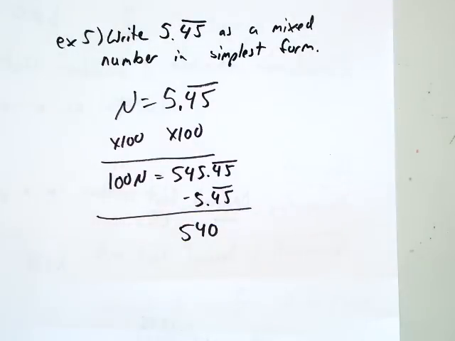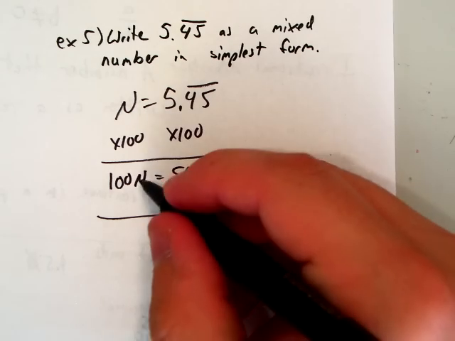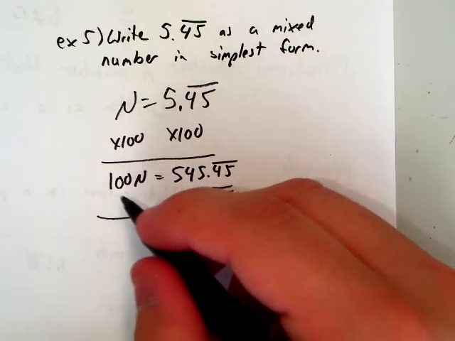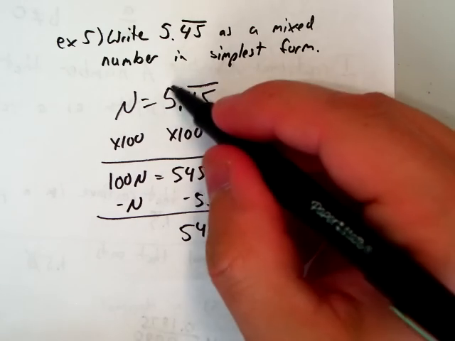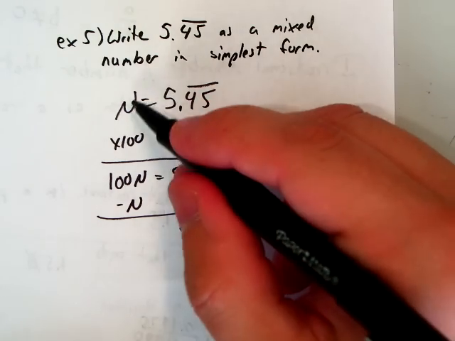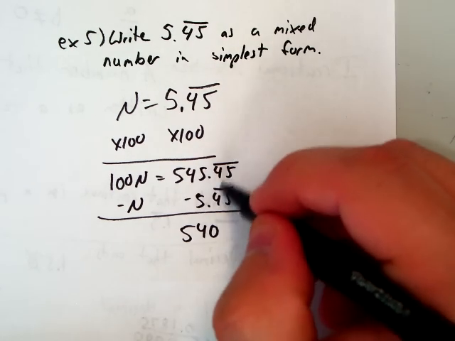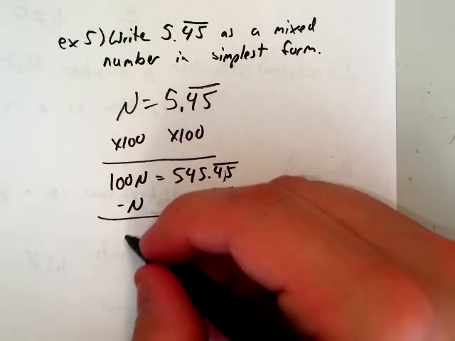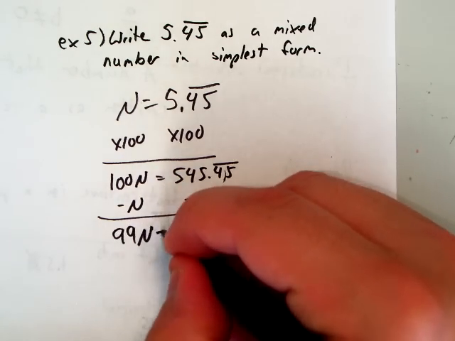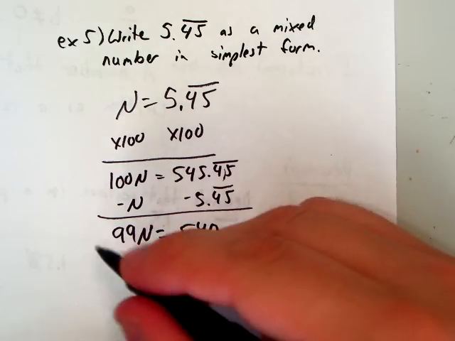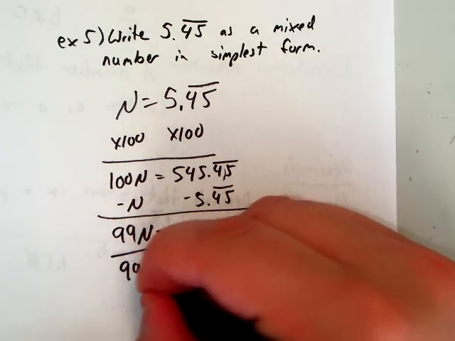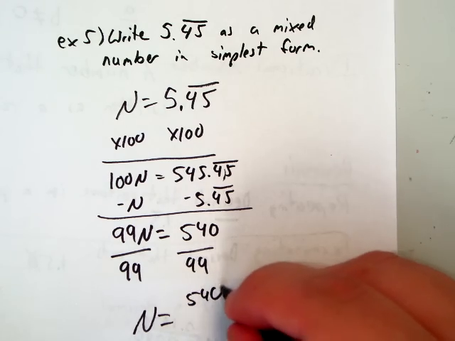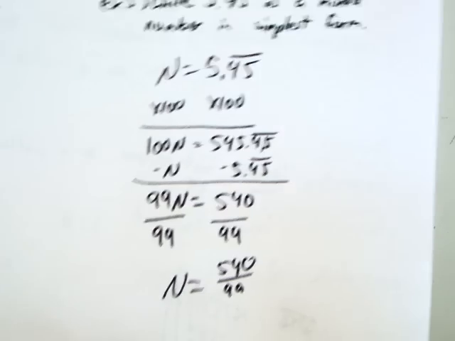Now on the other side, I have to be careful because I can't just take away the repeating part. I have to take away an n because 5.45 repeating is n. I took away 5.45 repeating over here, so I can take away n on this side. 100n minus 1n is 99n. I want n all by itself, so I divide by 99. So I'm left with n is equal to 540 over 99.